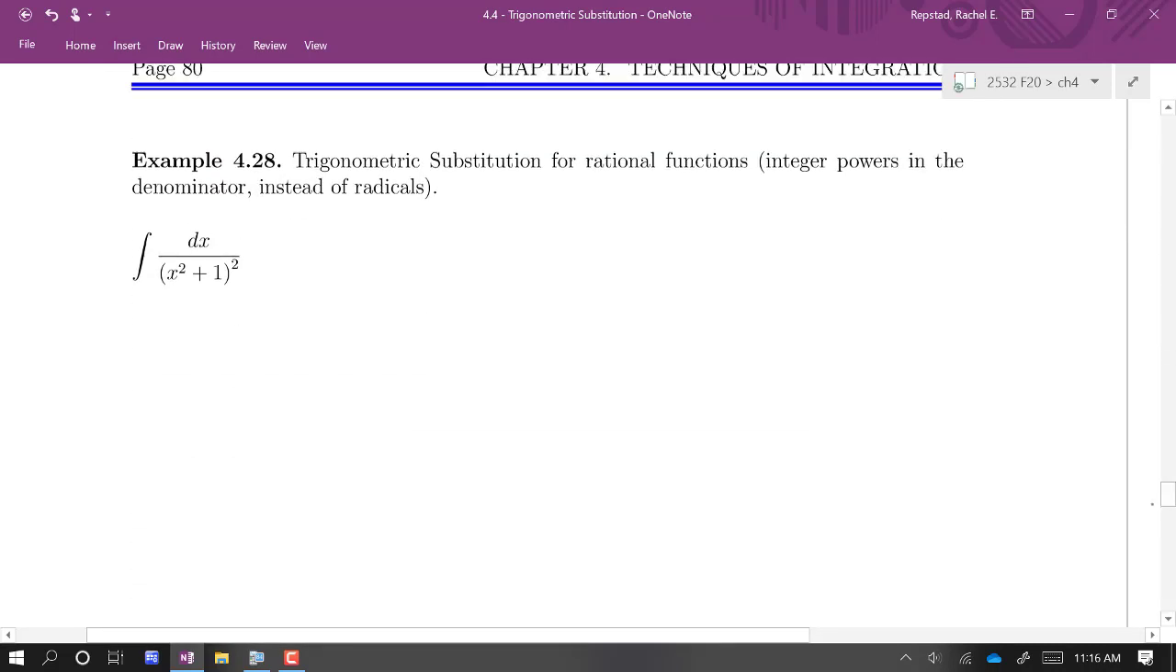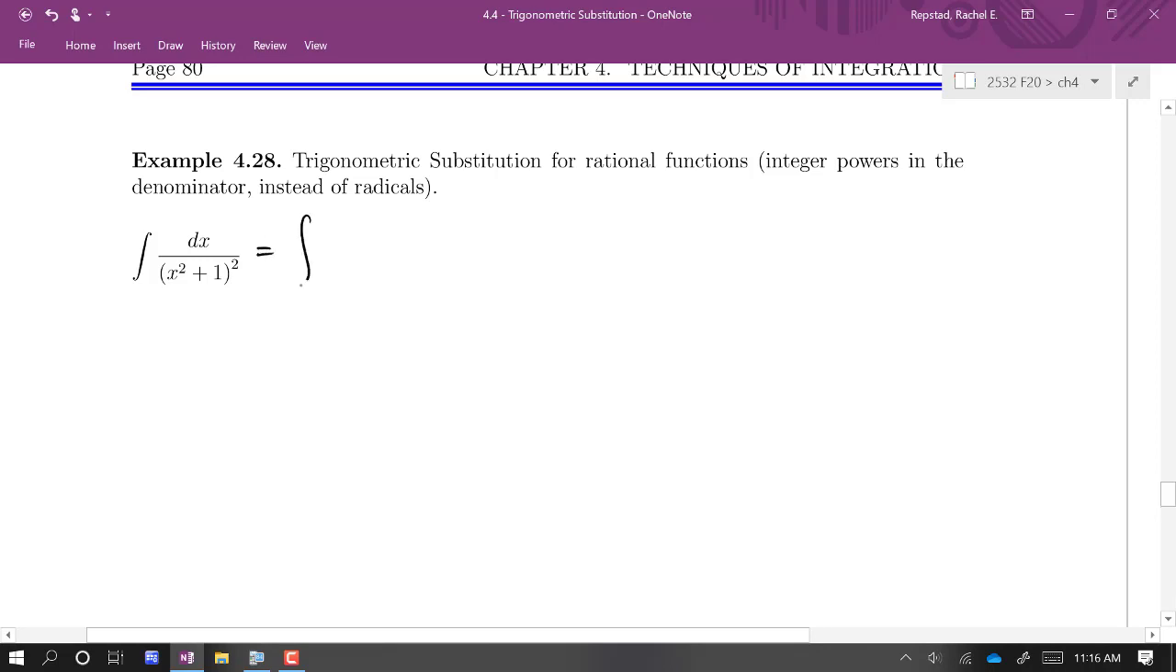Okay, so let's do another one. This one's a little bit different than the others. The radical doesn't really jump out at us because it doesn't look like we have a 1/2 power. They've given us an integer power, but we can always rewrite that in terms of raising a radical to the appropriate power.